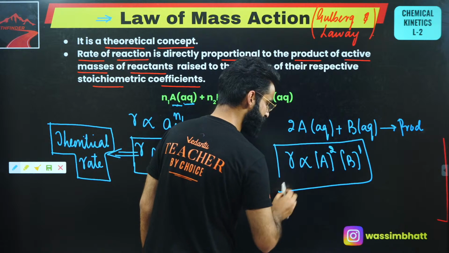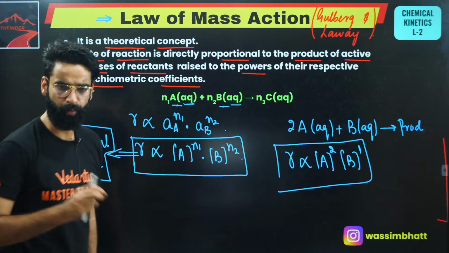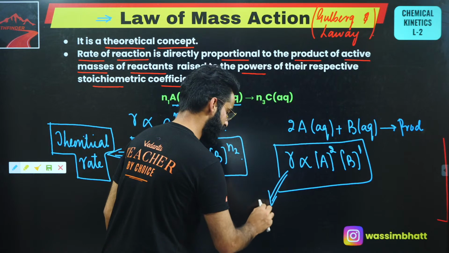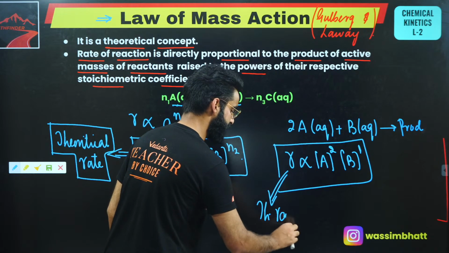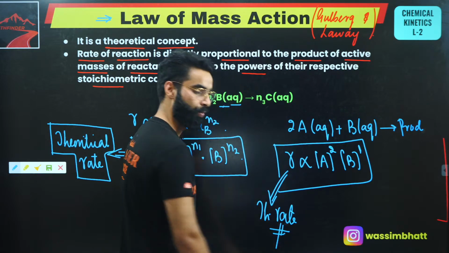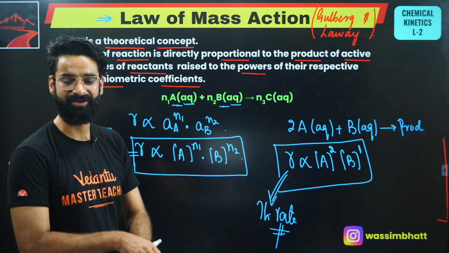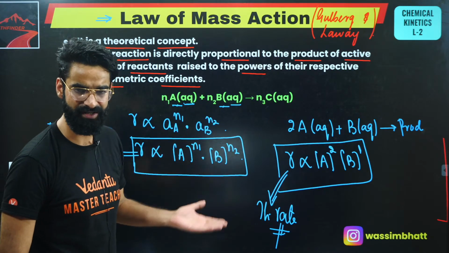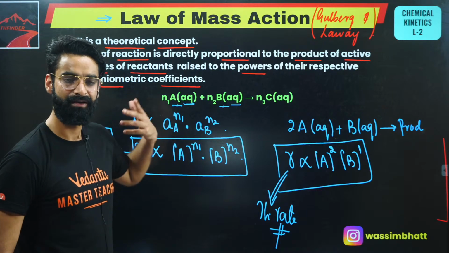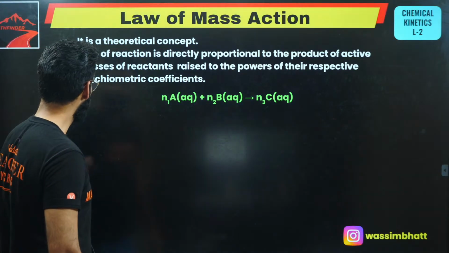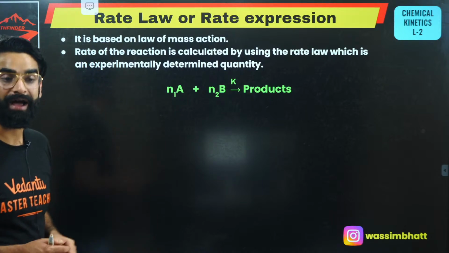Then you can remove the proportionality sign, and there will be a constant. Whatever the rate of reaction is by solving this term, that rate of reaction is what I call the theoretical rate of reaction. So whenever you use the law of mass action and calculate the rate of reaction, that rate of reaction calculated by means of the law of mass action is what I call the theoretical rate of reaction. Point number 1. There is something called a rate law as well.